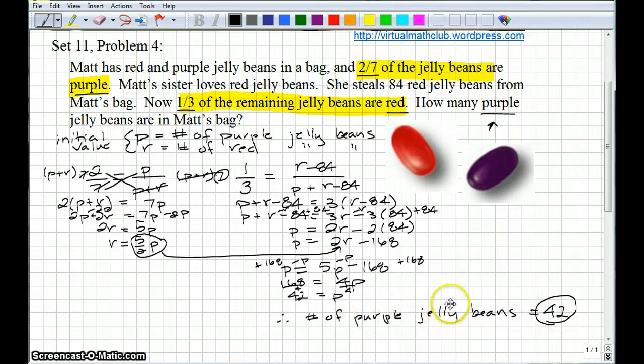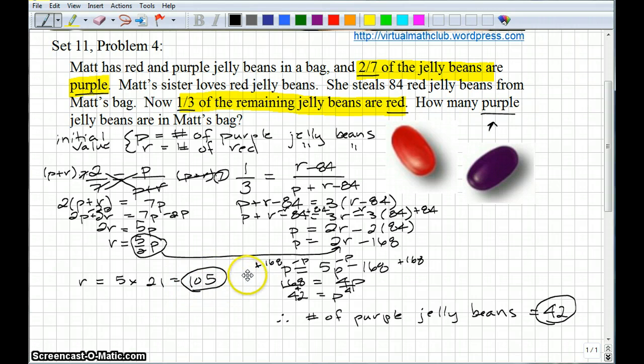Okay? And we can actually use that and go ahead and find out how many red jelly beans there were initially. A lot of times with simultaneous equations, it's good to check when you're all done. So I could say that r is equal to 5/2 p, so it's essentially going to be 5 times half of 42, which is 21. So r is equal to 105.